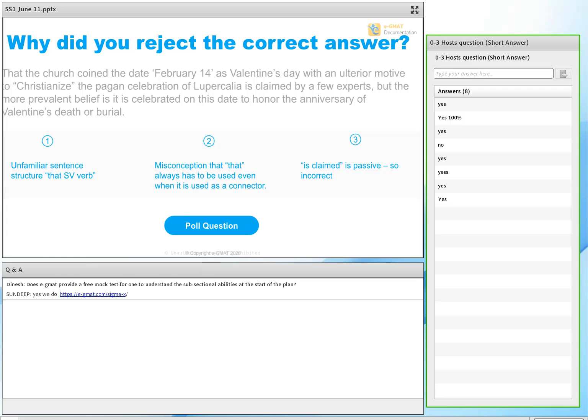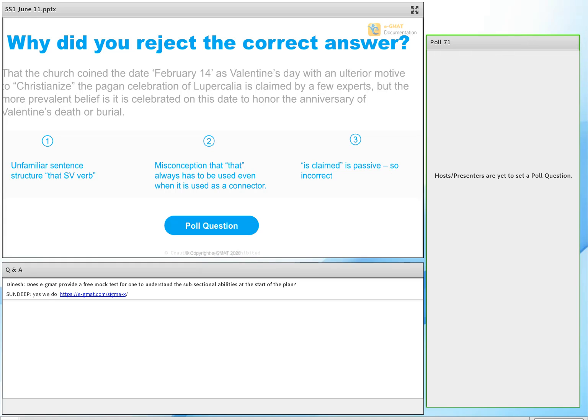One is they don't get the meaning. One of the biggest reasons why people reject choice E is because they don't get the meaning from, hold on, what just happened to my poll?